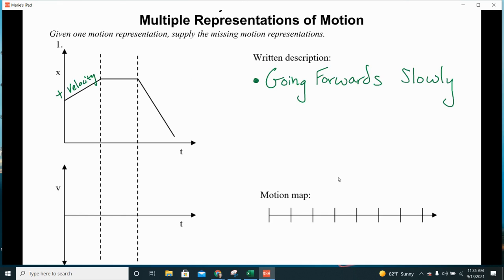In the second part, this part is flat. It's horizontal. My slope is 0. When my slope is 0, that means that I am not moving. So here I'm not moving.